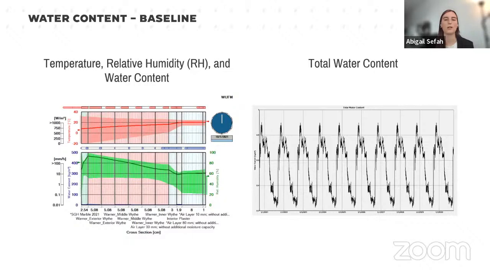And you can see the total water content fluctuates each year. So over these 10 years, it gets wetter in the winter months, and then it kind of dries out over the summer and fall. And this is what we like to see in our results. We like to see the total water content is not increasing over time, but it's relatively stable. We expect that this assembly will continue to perform well.